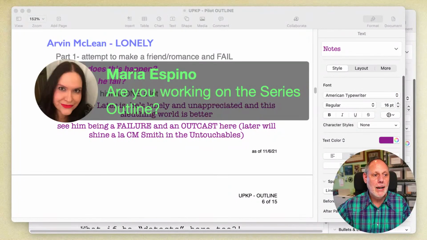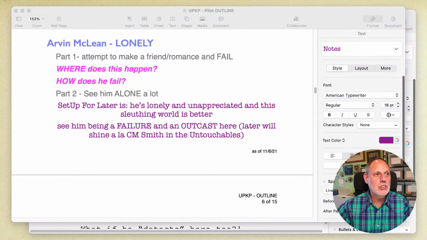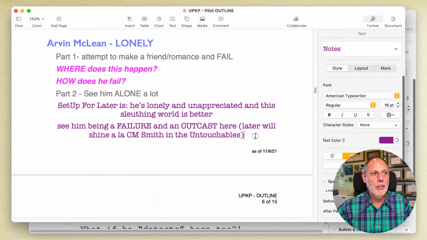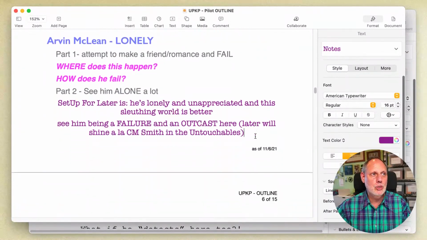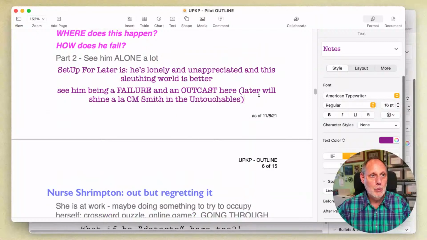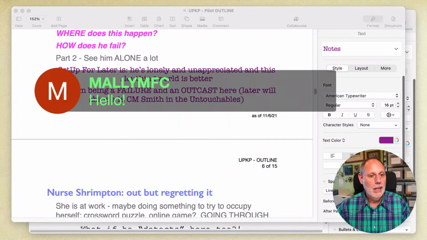No, this is the pilot outline. This is the outline just of the pilot episode and this new sequence that we're trying to do. It will relate to the big outline, but I'm not working on that right now.